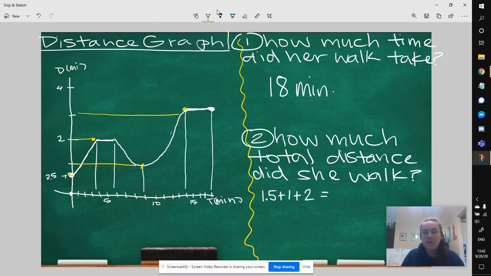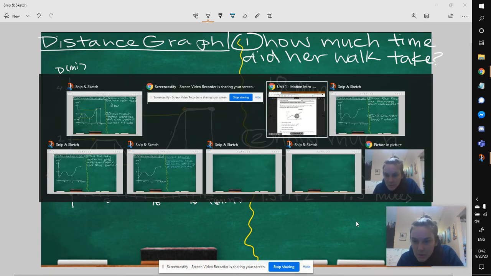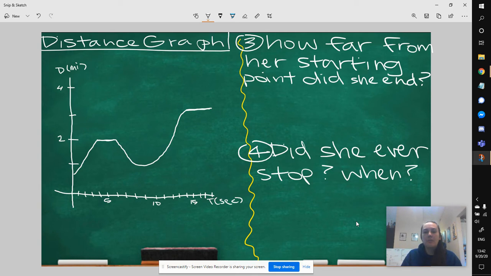Boom. Okay, so the total amount that I walked was 1.5, 2.5, 4.5 miles in 18 minutes. Wow, I'm in the wrong profession. I should be an Olympian. But here we are. Okay, next question. How far from my starting point did I end?